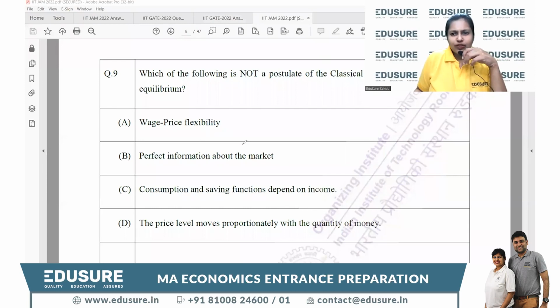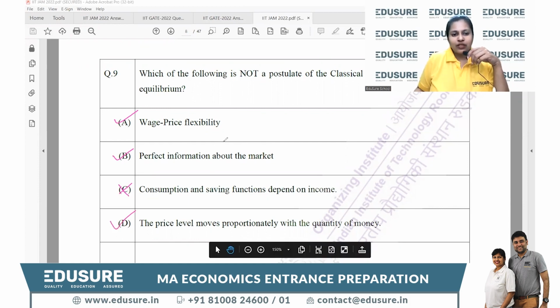Not a postulate of the classical model of full employment. Wage price flexibility, perfect information is. This is not, savings is not a function of income in the classical model. It's a function of interest rate. This is also a part of the classical model. So the answer is C.